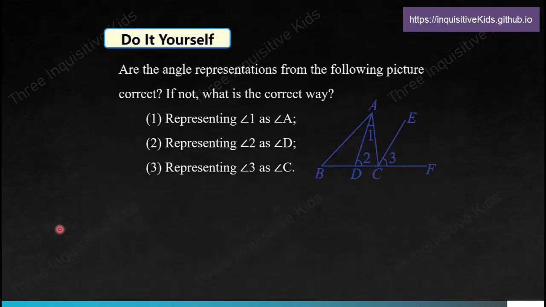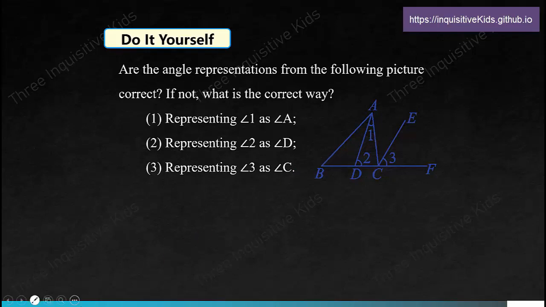Now here's some DIY, or do-it-yourself. Are the angle representations from the following picture correct? If not, what is the correct way? You see angles 1, 2, and 3. Try to see if they are the correct way. Now let's look at the first one. We are representing angle 1 as angle A. So here's angle 1. Would it be okay if I change this into angle A?